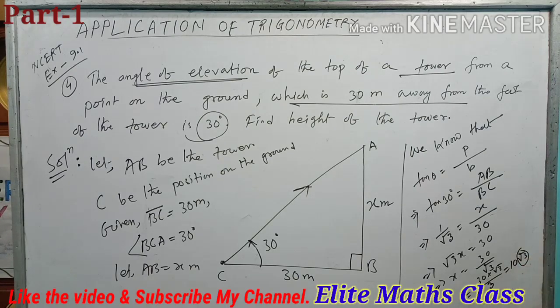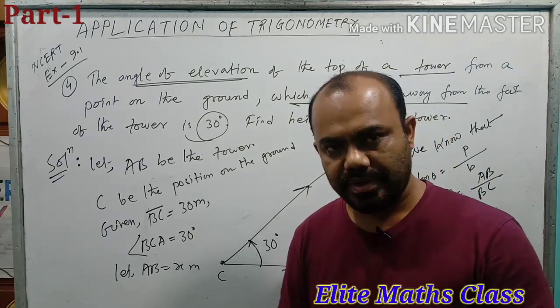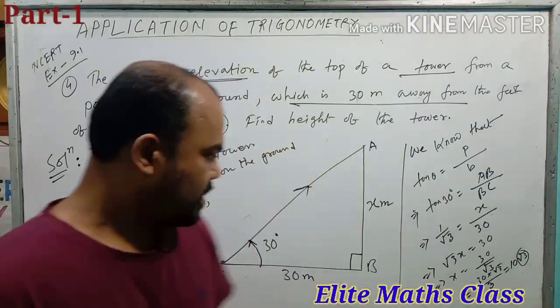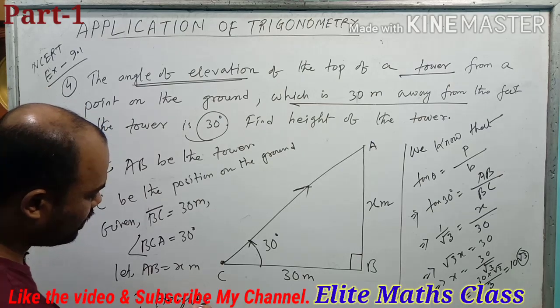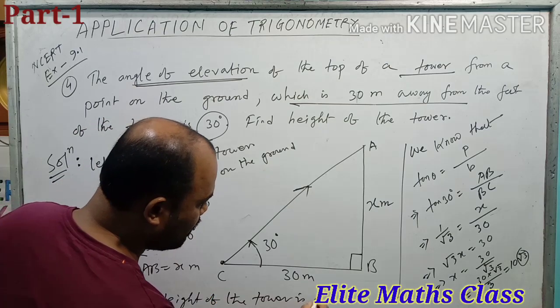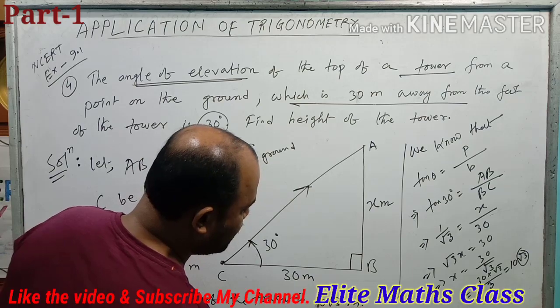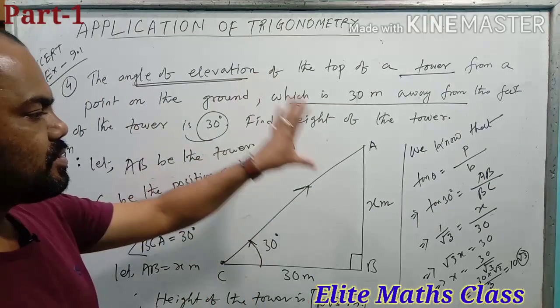You may put the value of root 3. If in the question it is given root 3, the value of root 3 is 1.732. You may put the value, then you separately write the answer. Therefore, height of the tower is 10 root 3 meter. You must write the unit. This is the answer. Hope the question is clear.